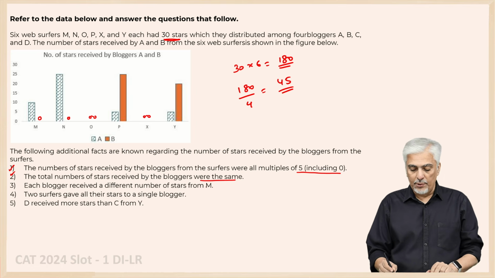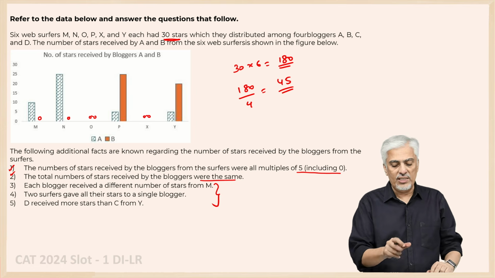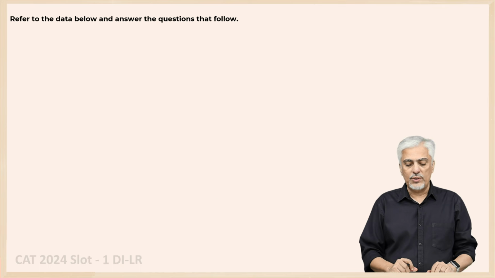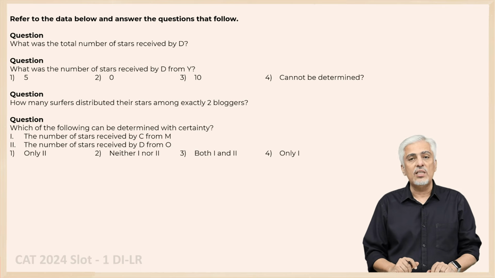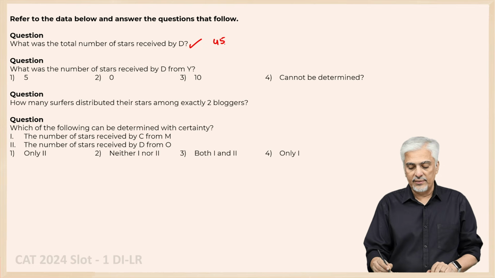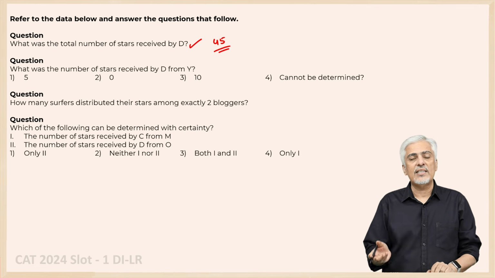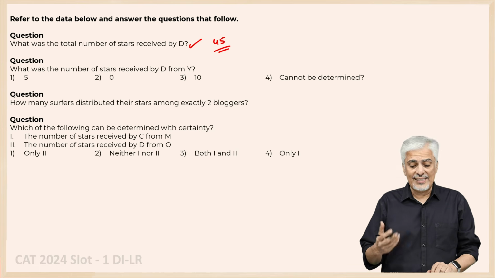Let's go ahead. In 3 points, we're talking about each blogger and each surfer. We'll read as we go ahead. Let's read the question. Total number of stars received by D. Question done. 45. We already did, right? Total 180 stars to be distributed between 4 bloggers. 180 divided by 4, 45. Question 1 is done. And that is why I was saying some of the questions are sitters.